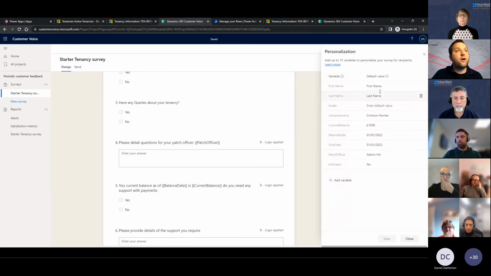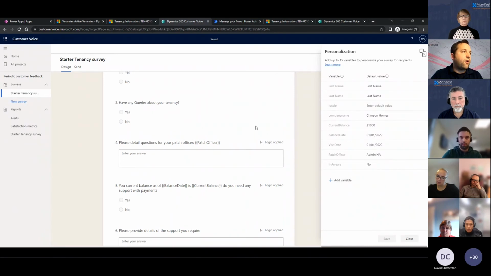In this area, you have the ability to specify variables. These are just default values that we have in here. But what we can pull back from the system is things like current balance, the visit date, anything that you have within Dynamics 365 is available as data to push onto those surveys that you're sending out. This is really critical because rather than just a generic survey that asks all those questions, this dives into some of the areas that are very specific to that tenant.